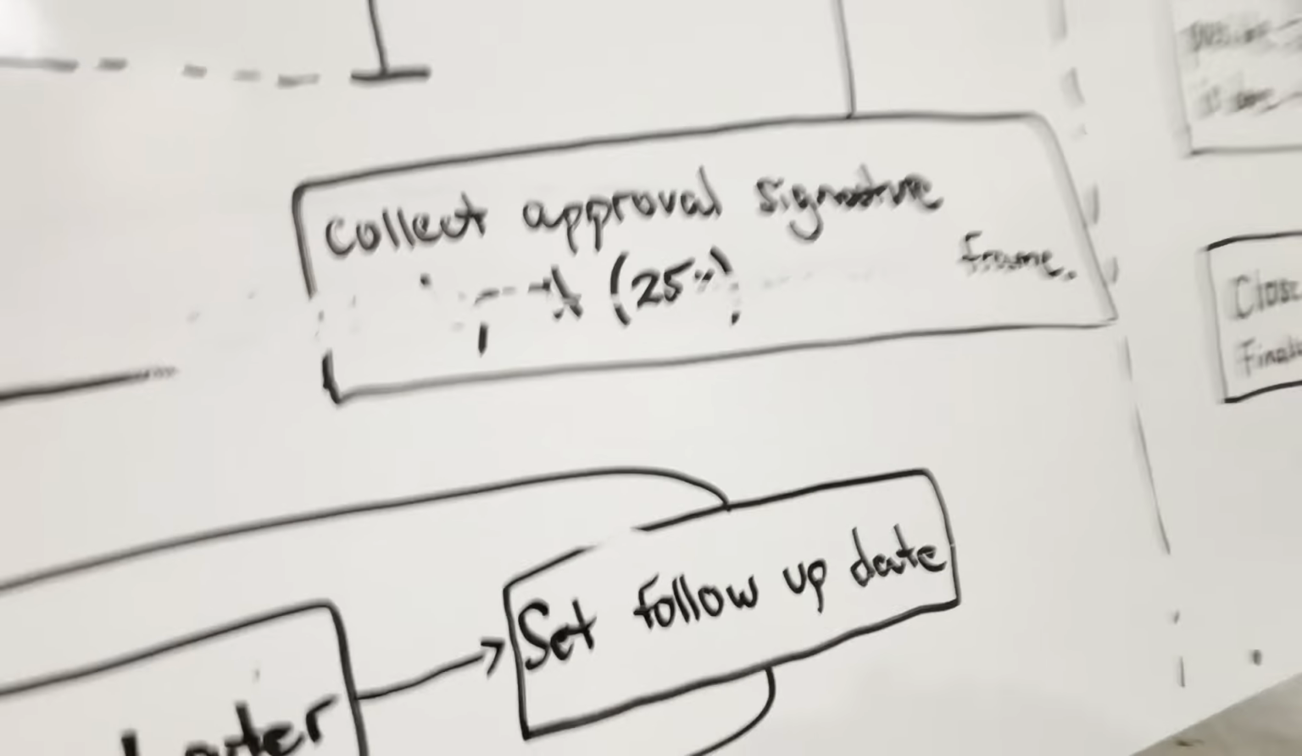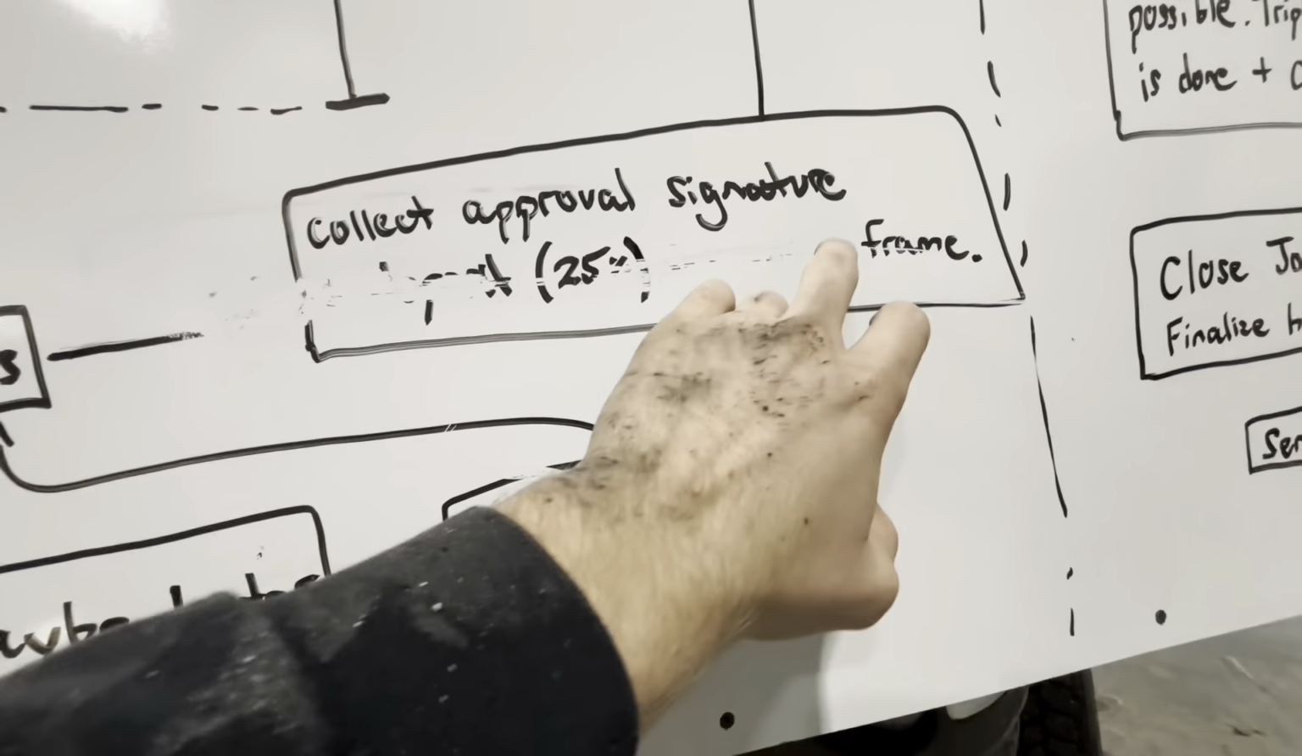It's a link. They sign it. They can put a deposit with a card. Super seamless. And then it goes to the next step where you schedule it. But another part of this, important to get the signature, obviously, but give them a time frame.